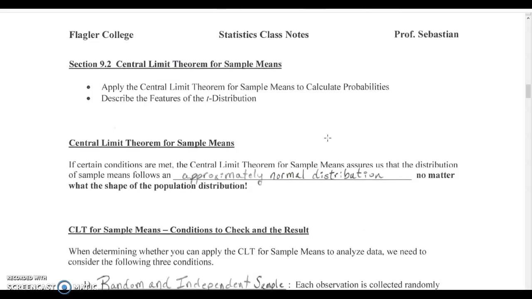We're on page 137, and we're going to move into Section 9.2. Section 9.1 was just a real easy introduction to what's going on when we're trying to infer about population means. In Section 9.2, we'll get a little bit more into the nitty-gritty when we talk about the central limit theorem for sample means. In this section, we want to be able to apply the central limit theorem for sample means to calculate some probabilities. And then we also want to describe the features of the t-distribution.